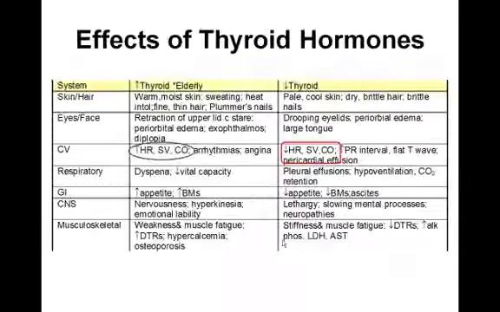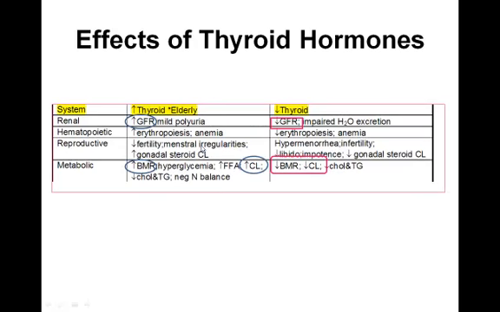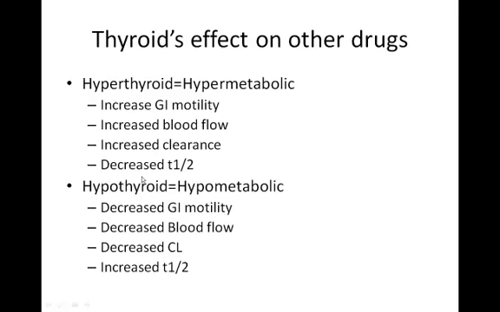I just brought the slides together that showed what changes you would expect to see in hyperthyroidism. Again, it's really blood flow issues, an increase in basal metabolic rate. In hyperthyroidism, we do see that increase in GI motility, which could affect bioavailability. If you said something like that, you should have gotten full credit. Changes in blood flow: therefore, we usually see an increase in clearance, which would cause a decrease in half-life.